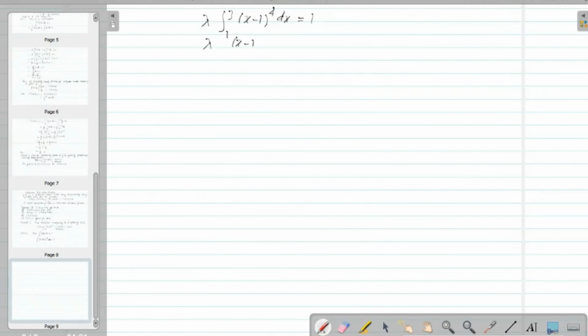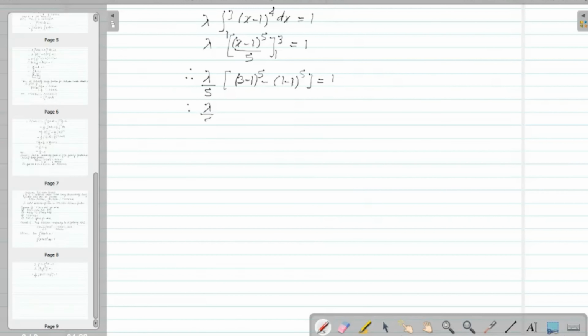So lambda times (x minus 1) to the power 5 divided by 5, with limits 1 to 3, is equal to 1. Now substitute the upper and lower limit. So lambda by 5, the 5 is in the denominator so take it outside, and this is (3 minus 1) to the power 5 minus the lower limit (1 minus 1) to the power 5, and this is equal to 1.